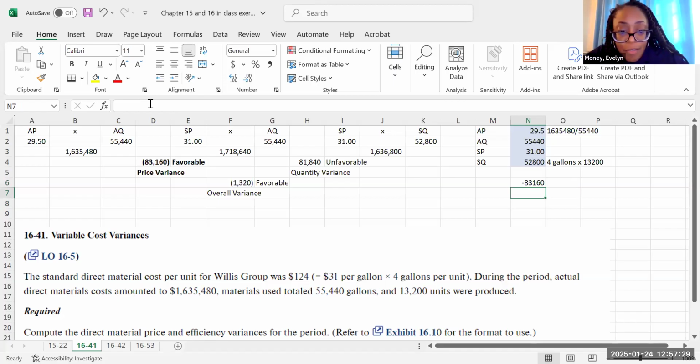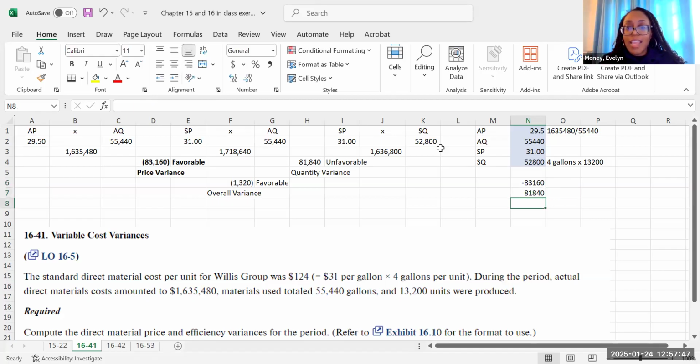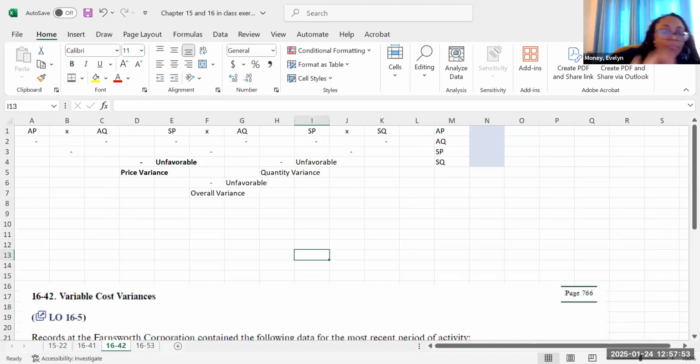So it's 55,440. Got a formula, 55,440. And I subtract out the standard quantity of 52,800. And then that gets multiplied by what I have in common here. And what I have in common is standard price, so 31. And 81,840. Great.